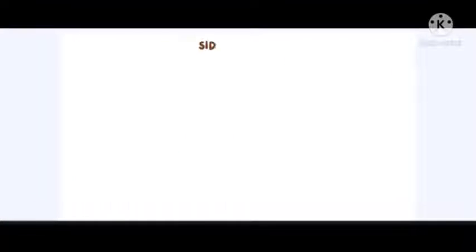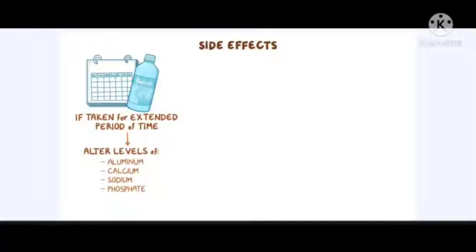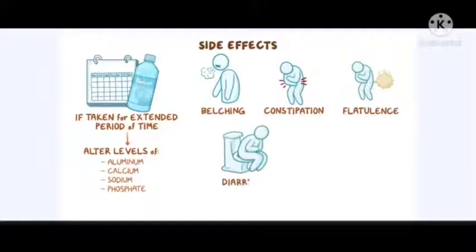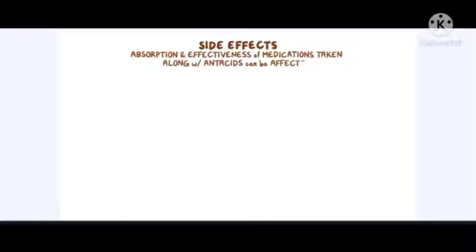Antacids can cause several side effects. If they are taken for an extended period of time, they may alter aluminum, calcium, sodium, and phosphate levels. Other general side effects of antacids include belching, constipation, flatulence, diarrhea, and gastric distension. Since all antacids increase gastric pH and can potentially bind with other drugs, absorption and effectiveness of medications taken along with antacids can be affected.